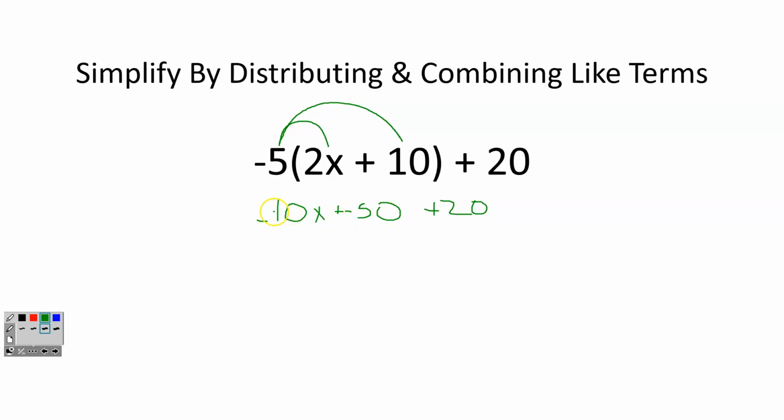So now I can't combine the -10x with anything, so I'm going to bring it down. But I can combine the negative 50 and the positive 20, which is going to give me a negative 30.